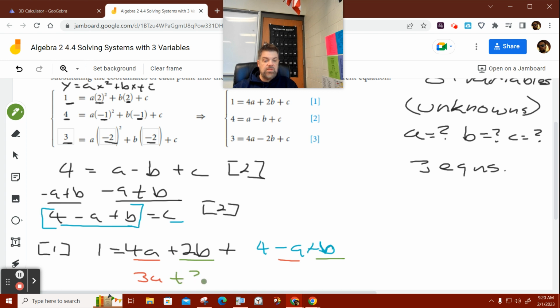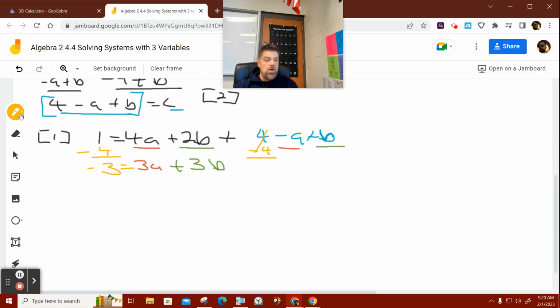That's a positive 3B. Now, if I'm smart, I'm going to take this 4 and I'm going to subtract 4 here, and I'm going to subtract 4 here. When I do that, these 4's cancel and I get negative 3 over here. All right? So that whole thing becomes negative 3 is equal to 3A plus B. So this is technically equation 1, sort of, slightly varied.